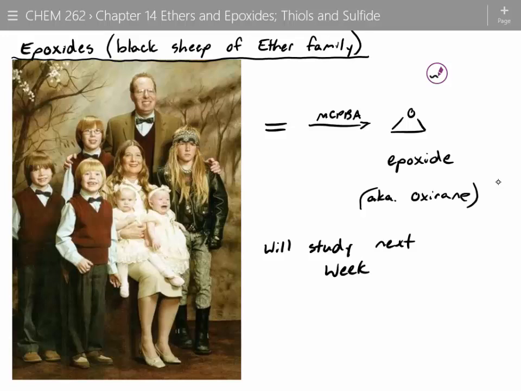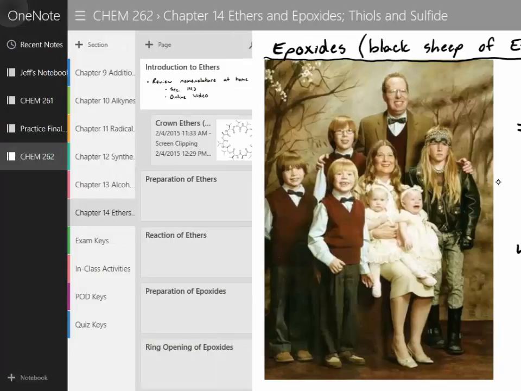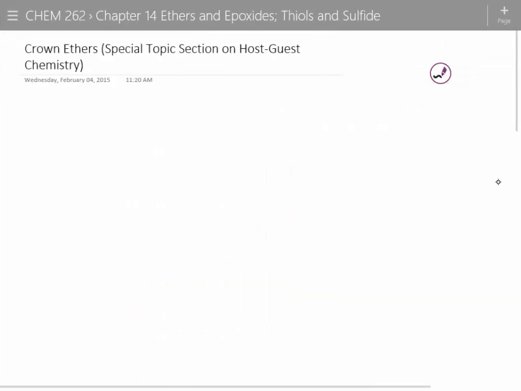I actually wanted to spend the last 5 minutes of class talking about my favorite type of chemistry. I've got a lot of favorite types of chemistry. But this is a special topic. I'm going to spend a little bit of time on this just because it's near and dear to my heart.